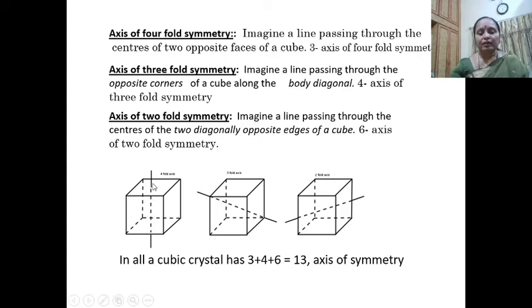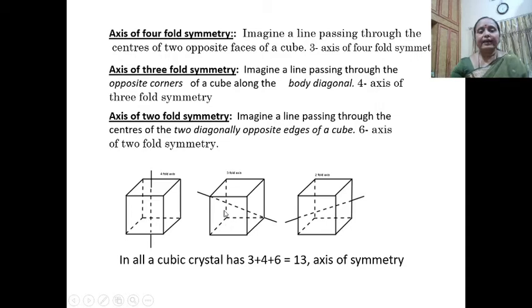So this is going to be an imaginary line over here, which is going to pass through the center. And when this is rotated through 360 degrees, 4 times the same face appears. So an imaginary line passing through the center of 2 opposite faces of a cube. So in case of fourfold, a line will pass through the center of the opposite faces, and when it is rotated through 360 degrees, 4 times the identical face is going to appear.